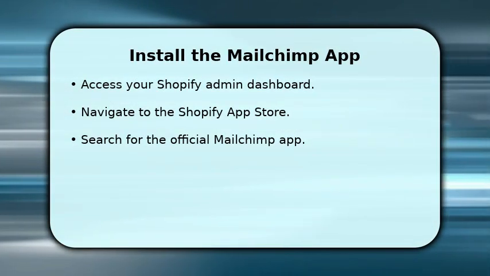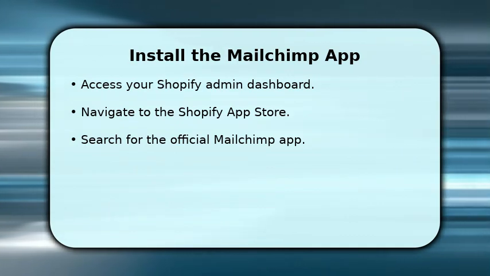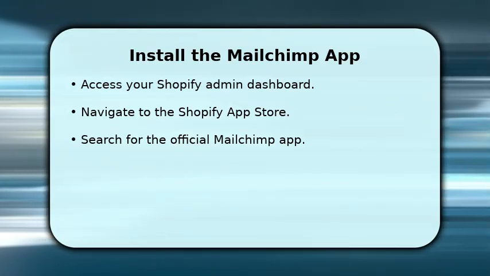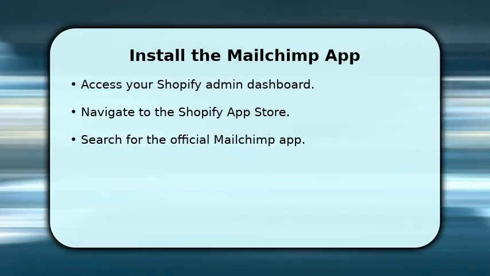First, log into your Shopify admin dashboard. From there, you'll want to navigate to the Shopify App Store. Use the search bar to find the official Mailchimp app. Once located, simply click to install it. This crucial first step sets the foundation for a smooth and effective connection between your platforms.